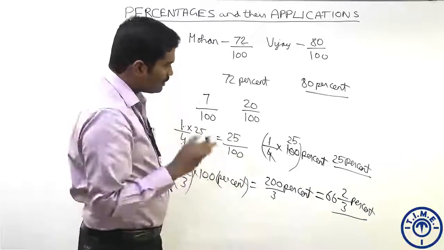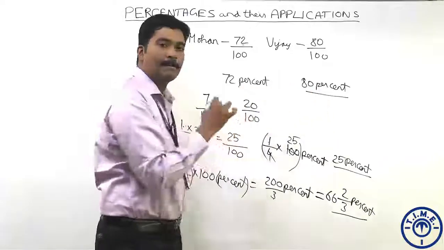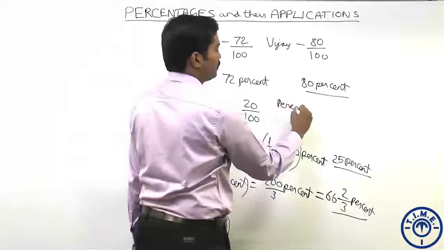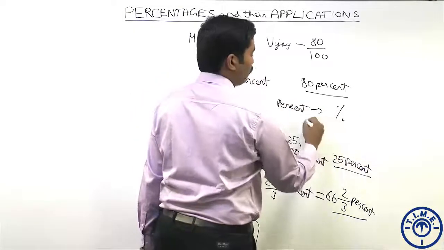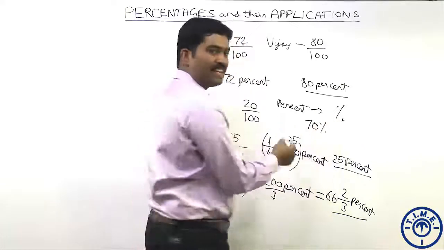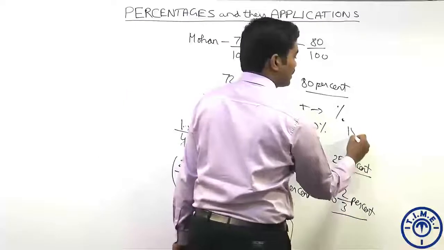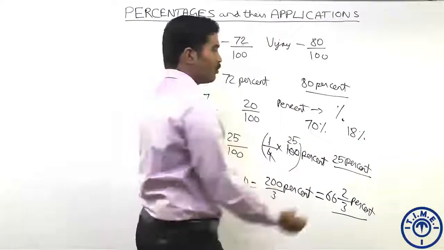Now, there's a notation to represent all of this. Each time we don't have to write the entire term percent or percentage. Percent or percentage can be directly represented by this sign. So, what is this? 70%. 70 by 100. What is this? 18%. 18 by 100. What is this?